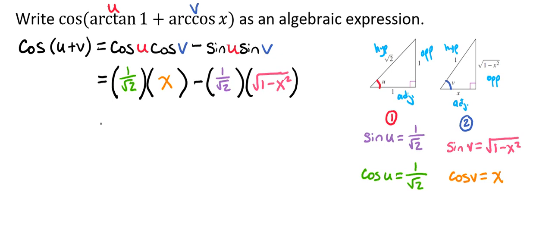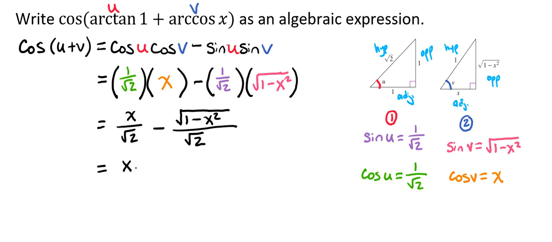Multiplying those out gives us a value of x over radical 2 minus the square root of 1 minus x squared over the square root of 2. And we have a common denominator, so we can put those together. And we're going to have x minus the square root of 1 minus x squared all over the square root of 2. And here we've just written in our algebraic expression for the cosine of arctangent 1 plus arccosine x.